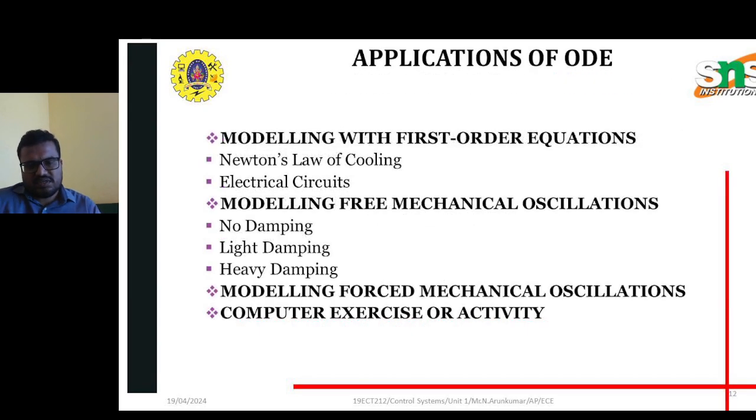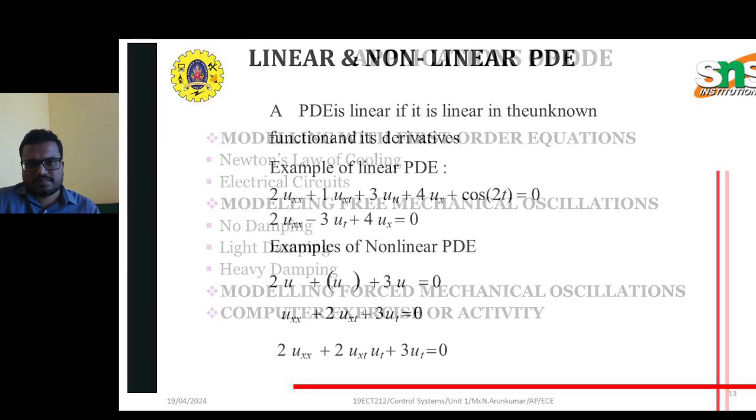Applications of differential equations: modeling with first order equations. For example, it can be applied for Newton's law of cooling. Second one is modeling free mechanical oscillations. In order to calculate the damping frequency ratio, we can use these differential equations. Next one is a computer exercise or activity, modeling forced mechanical oscillations. The oscillations are based on the number of variables present in the control systems.